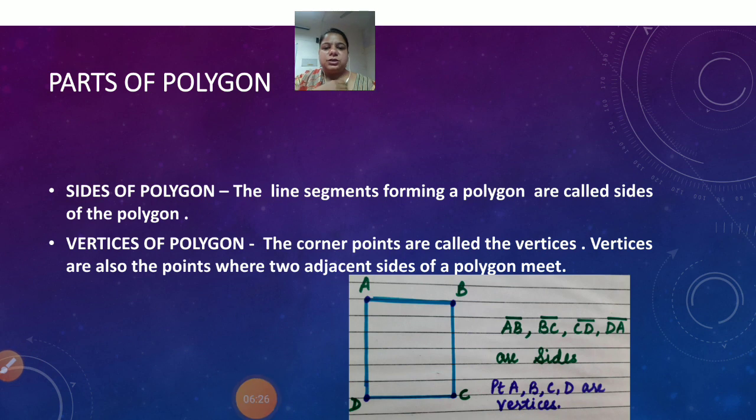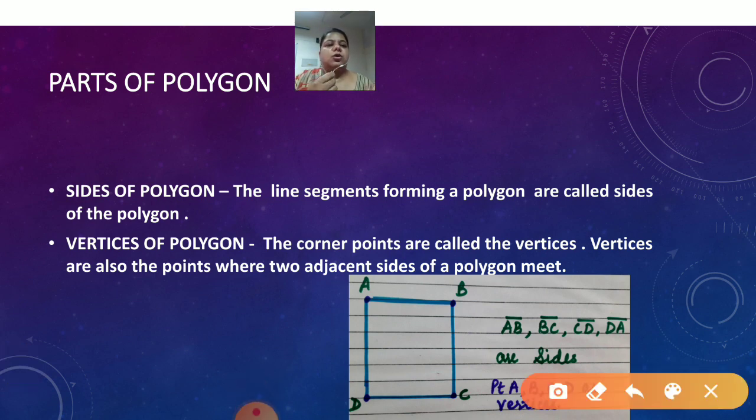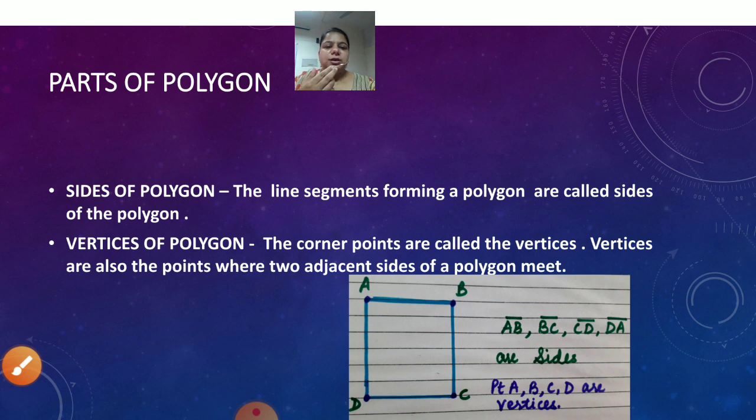Now next we need to discuss what are the vertices of a polygon. The corner points where two sides meet each other are called vertices. So here you can check point A, point B, point C and point D. So four vertices are here in this polygon. These are the four vertices, point A, B, C and D. These are called vertices of a polygon.